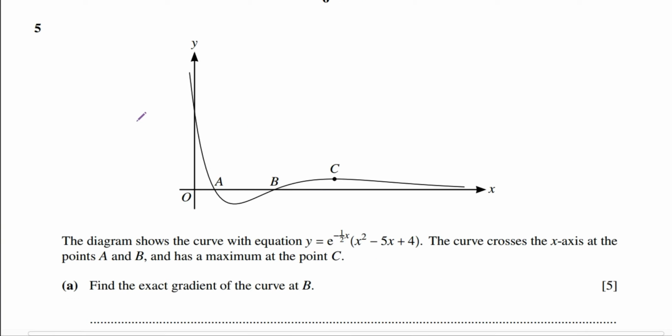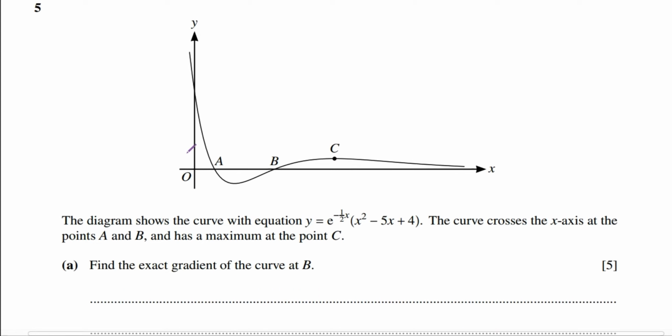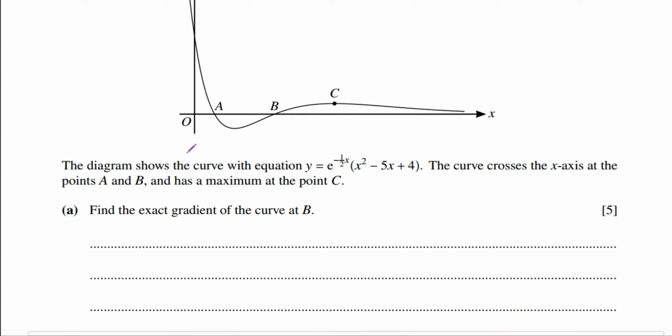Alright, let's do an example question. So the diagram shows the curve of the equation y is equal to e to the negative a half x times x squared minus 5x plus 4. The curve crosses the x-axis at the points A and B and has a maximum point C. Find the exact gradient of the curve at B. That's part A. Okay, that's not that bad. So let's find the coordinate of B first before we find the gradient.